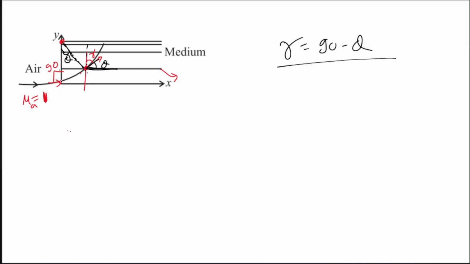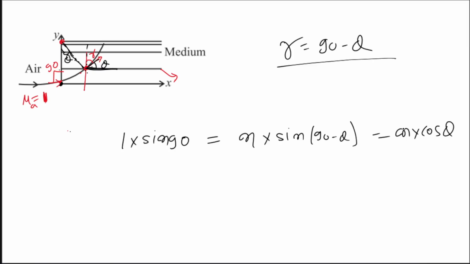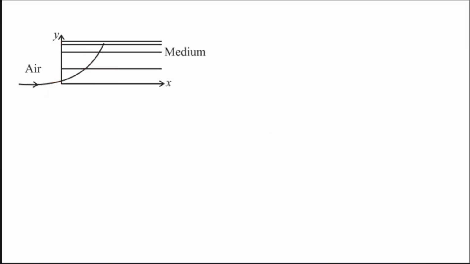Okay. Now write things for at this point. So at this point, for the incident light, if you write, what will you write? 1 into sin 90. Okay, and that can be equated to Snell's law for the refracted part. So here, if you write, let's say here refractive index is n, so n into sin 90 minus theta, that will give you how much? N into cos theta. Okay, so n is how much? N is 1 by cos theta. Now let's write cos theta in terms of y and whatever constant is given in the question.